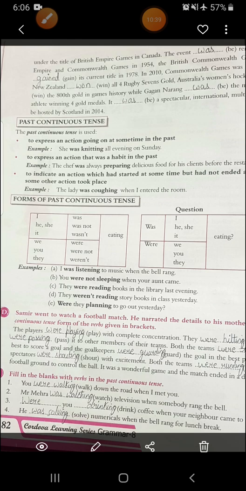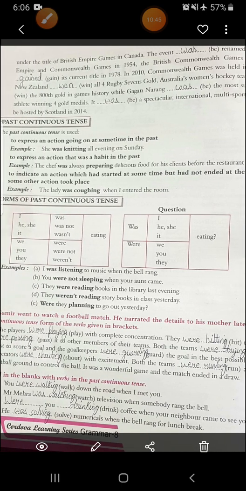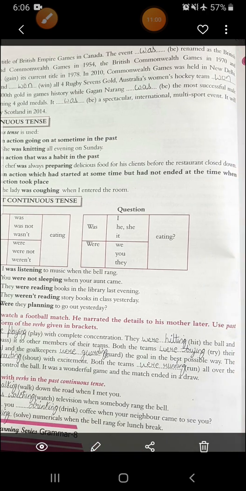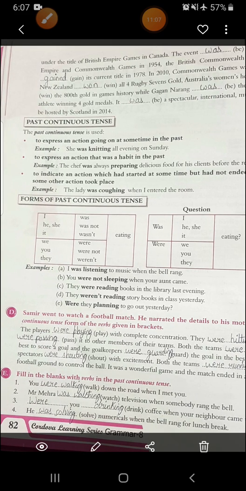Now see exercise D. Samir went to watch a football match. He narrated the details to his mother later. Use the past continuous tense form of the verbs given in brackets. Okay. Now see the first line. The players. Players is plural, so we will use were. The players were playing with complete concentration. They, again plural, were hitting the ball and were passing it to other members of their teams.